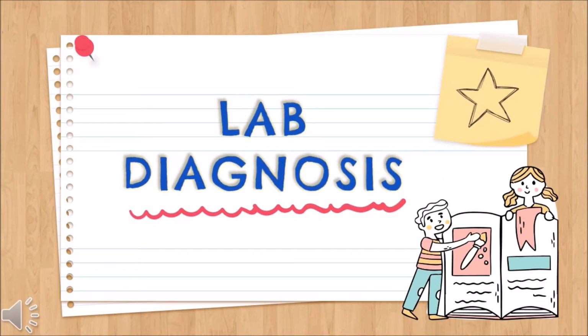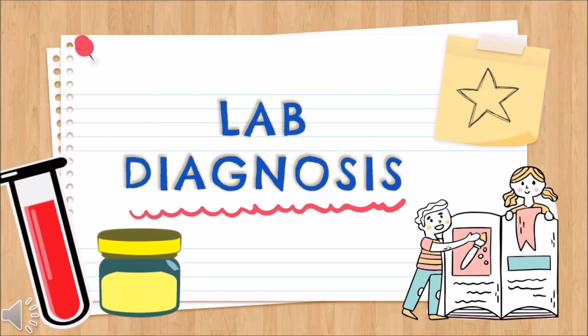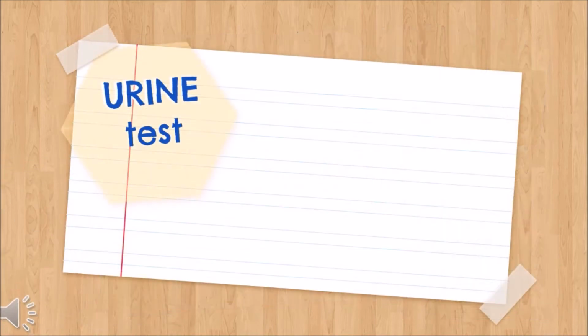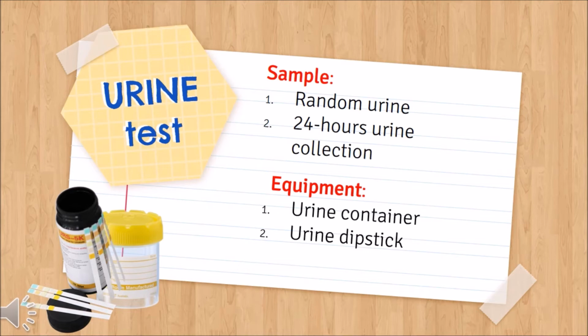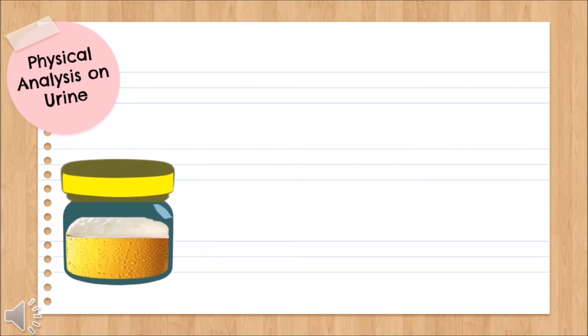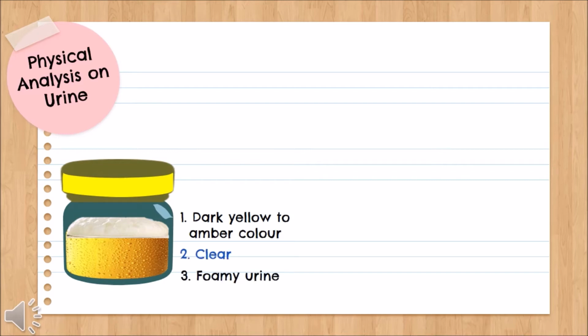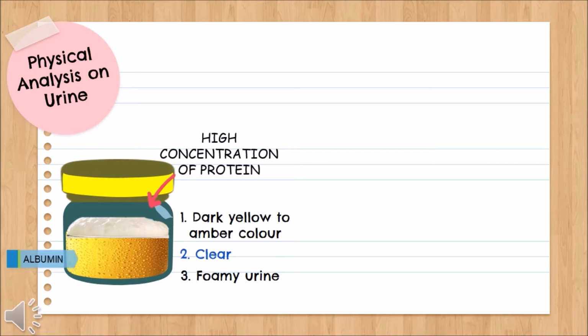In terms of lab diagnosis, tests are conducted on urine and blood samples. In the urine test, the sample required is random urine or 24-hour collection. This test is conducted in order to determine the presence of a high protein level in urine. In physical analysis, the appearance of urine is usually yellow to amber in color, clear, with presence of white foam after being shaken sufficiently. A large amount of foam forms due to the high concentration of protein, specifically albumin, in the urine specimen.